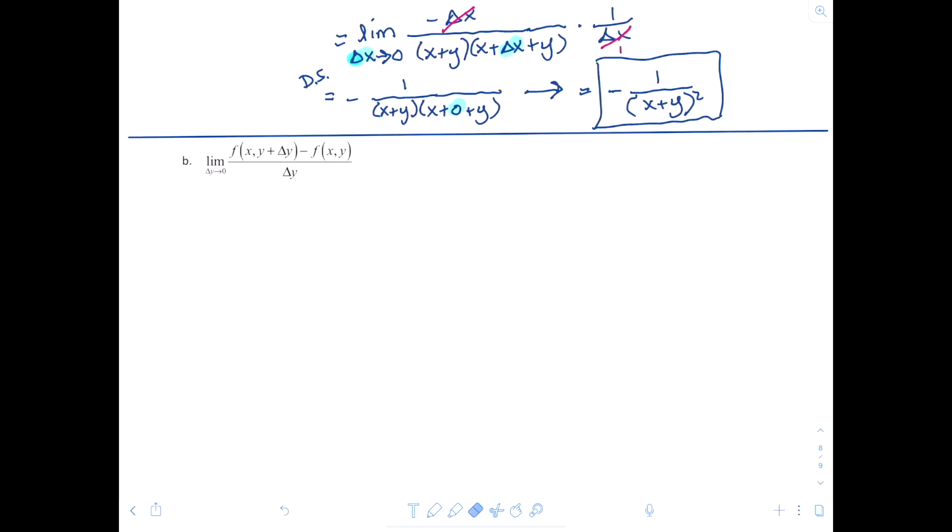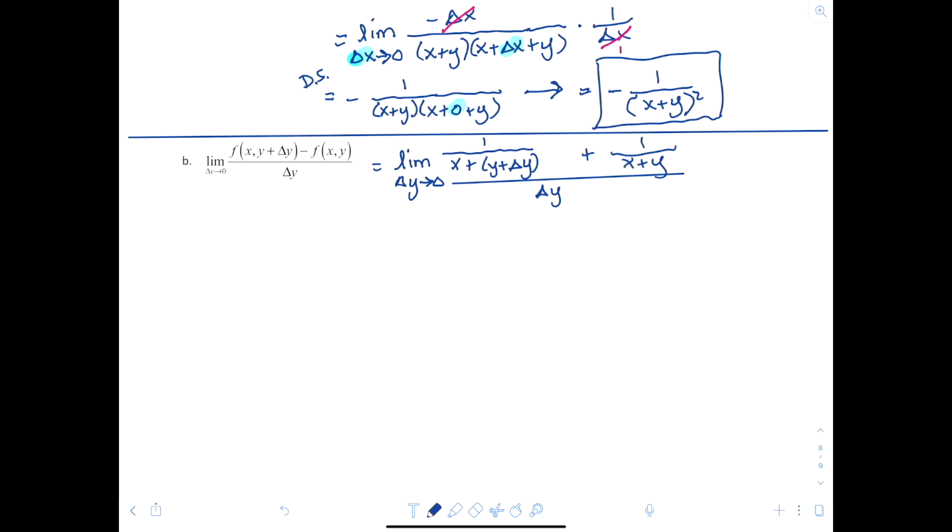So this will equal the limit as delta y approaches 0 of 1 over x plus y plus delta y, minus 1 over x plus y, all over delta y. Cool. And again, getting a common denominator, this guy on the right is going to need x plus y plus delta y. Oh, and my bad, I have a sign wrong. This should have been a subtraction. And over x plus y plus delta y. And then the first one just needed x plus y.